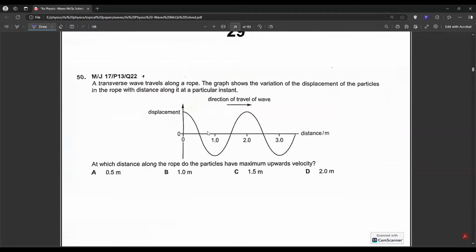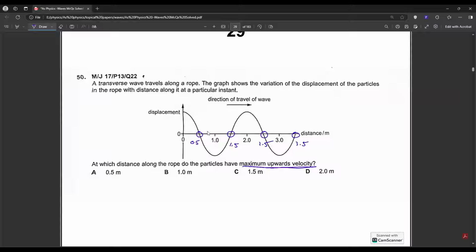A transverse wave travels along a rope. The graph shows the variation of the displacement of the particles in the rope with distance along it at a particular instant. At which distance along the rope do the particles have maximum upward velocity? So maximum upward velocity only occurs at the mean positions, either this, this, this, or this. Perfect. So this is 0.5, this is 1.5, this is 2.5, and this is 3.5. Because maximum velocity always occurs at the mean position.